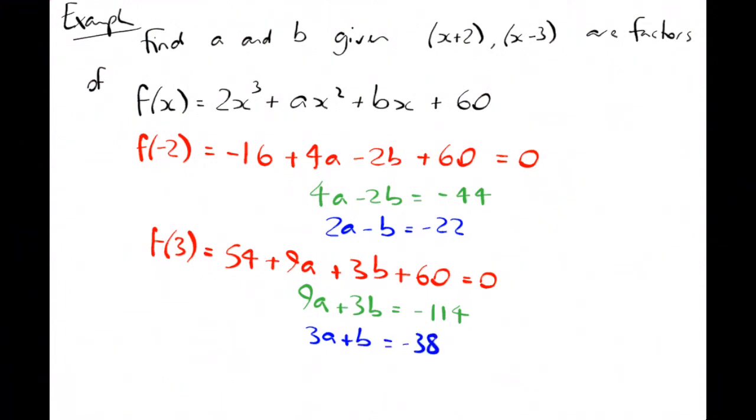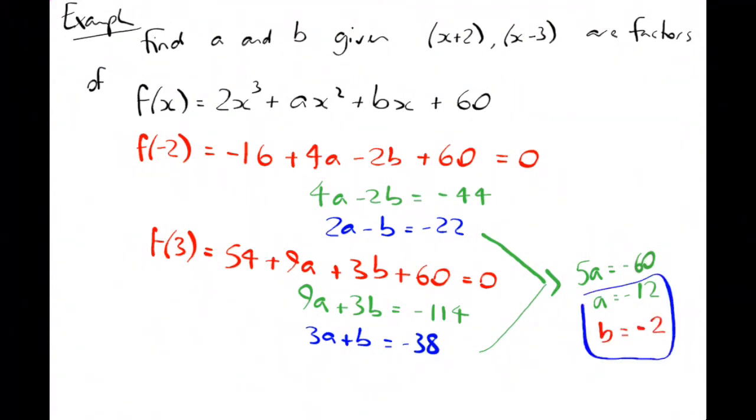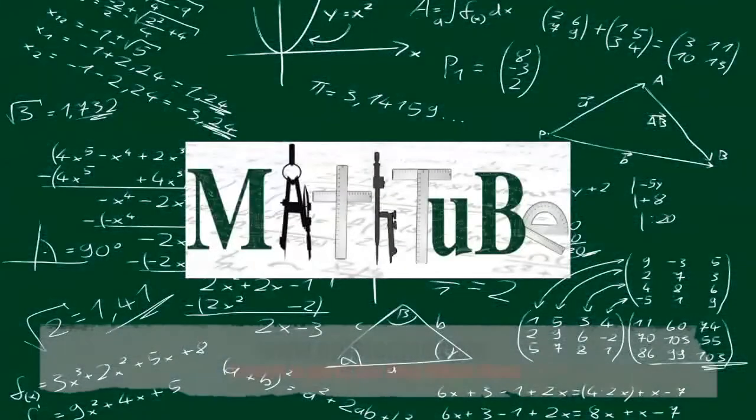Putting those two simultaneous equations together, if I add them together, I get 5a equals minus 60, therefore a is minus 12. Plugging that into either of them, probably the top one looks nice enough. Two lots of minus 12 is minus 24, minus b is minus 22. b has to equal minus 2. So those are my two answers. Minus 12, minus 2. Thank you.